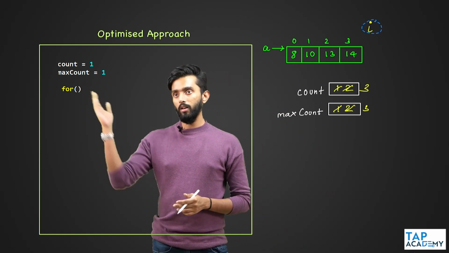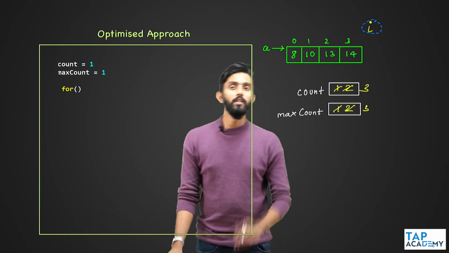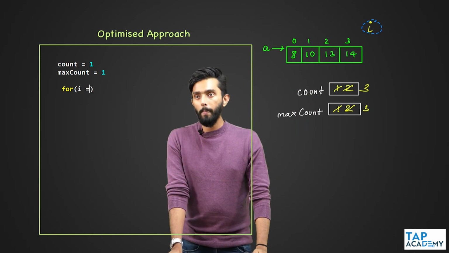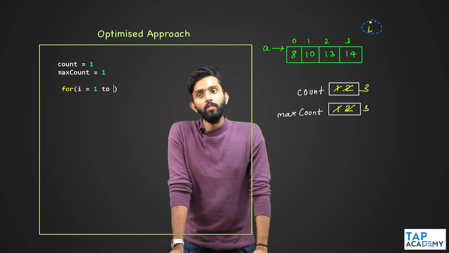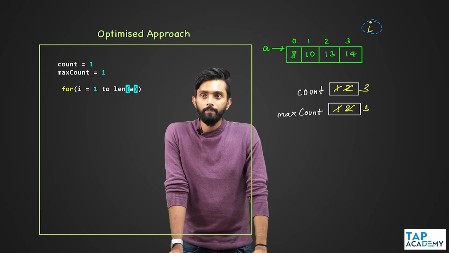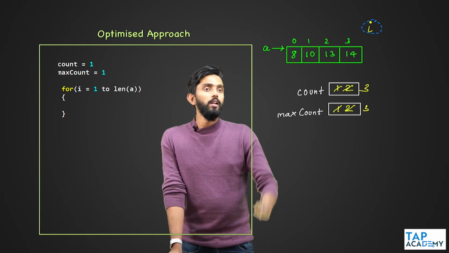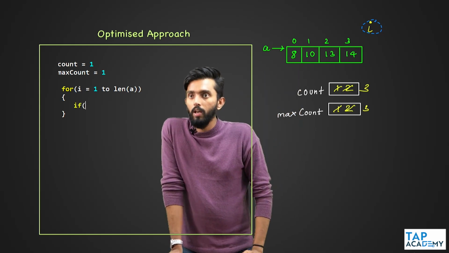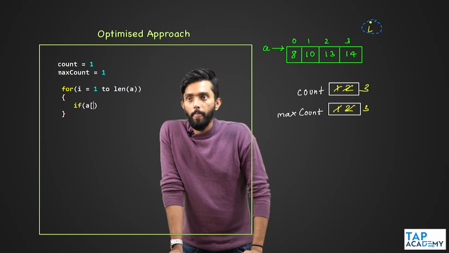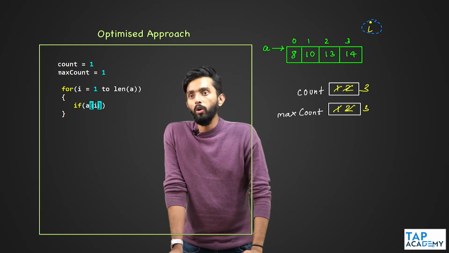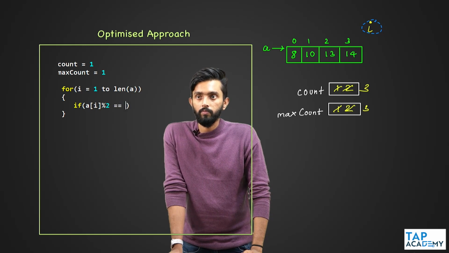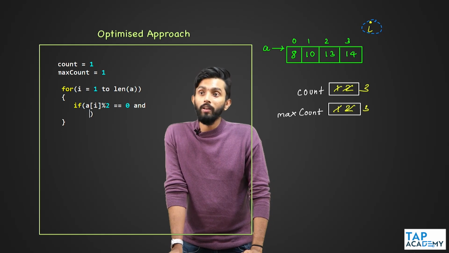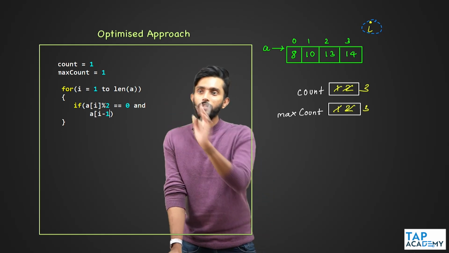And there I will start from 1 to length of a. It will go to the end. Next, inside that, all I have to do is compare that I and I minus 1. So I will check if a of I is even, so mod 2 equal to 0, and a of I minus 1, the previous element, you can write it in the same line itself.